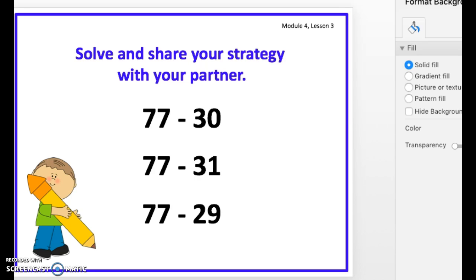So, what did you notice? Did you notice that your answers are going to vary by one number? Awesome. So we have 77 minus 30, 47. 77 minus 31, 46. 77 minus 29. Did you let this fool you? I hope not. Just 46. Easy. We've got this. All right, we're going to just do a few more things.